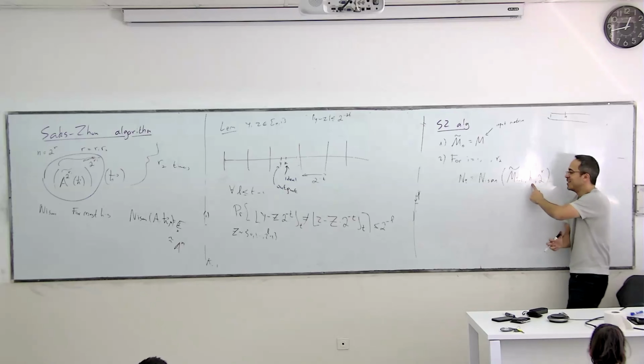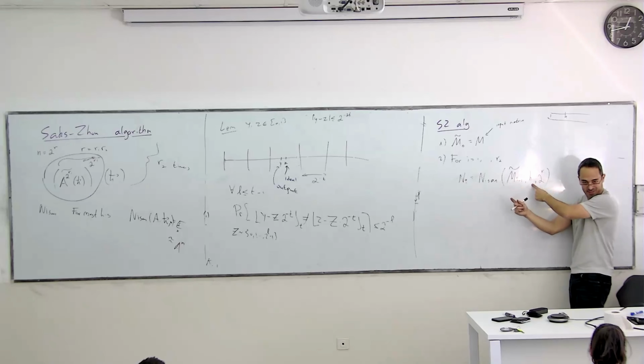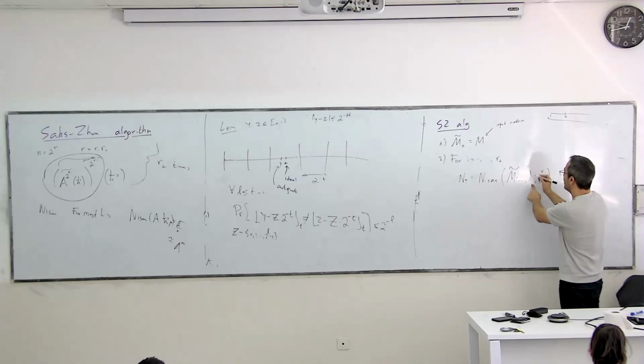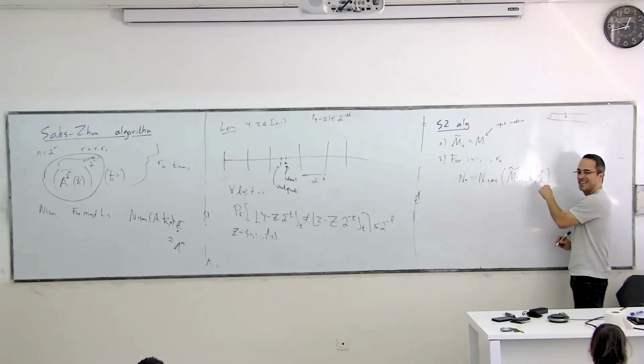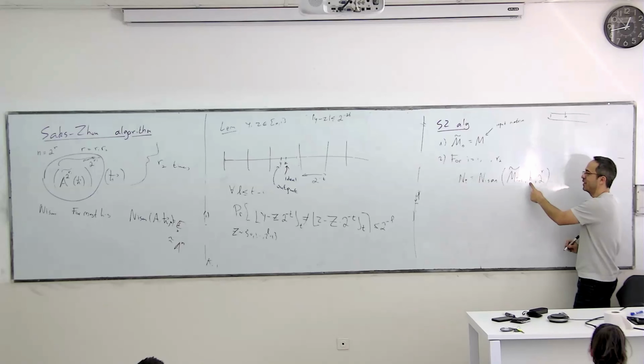Yes, exactly. So it only averages over the x. Right, it's actually a vector. It is a vector, you're right, of length R1.